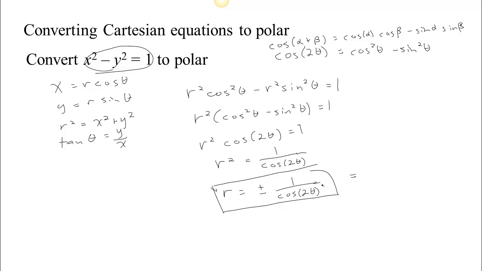I guess we could also, since one over cosine is the secant, we could say that r is plus or minus the secant of 2 theta. Pretty common in polar to try to get r so that it's a function of theta. We'll see why when we go to graph these representations. This is a nice way to have it.